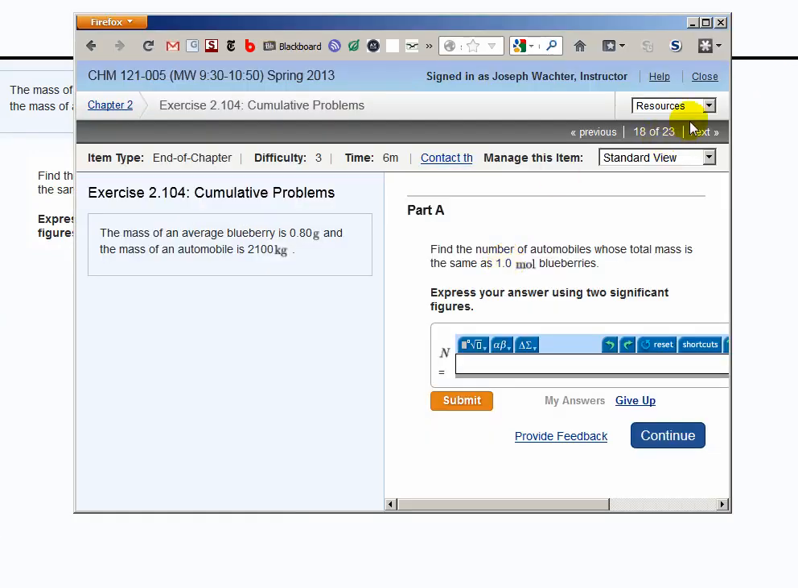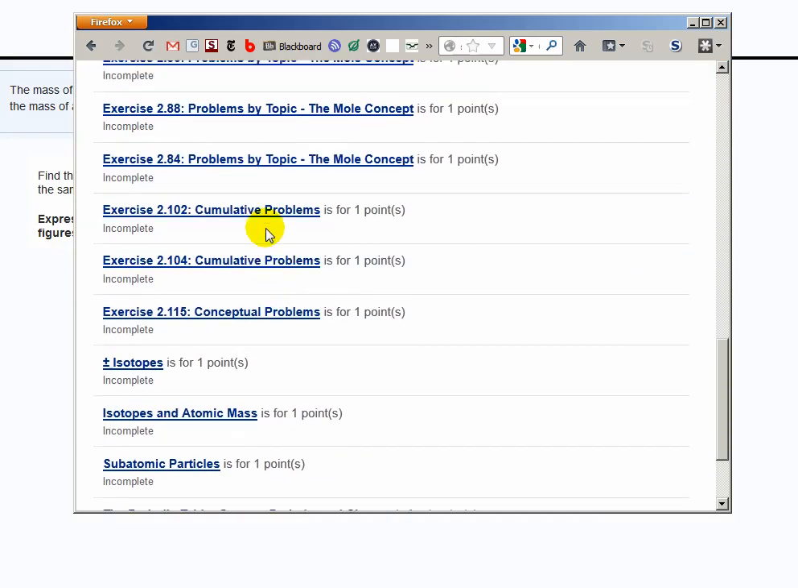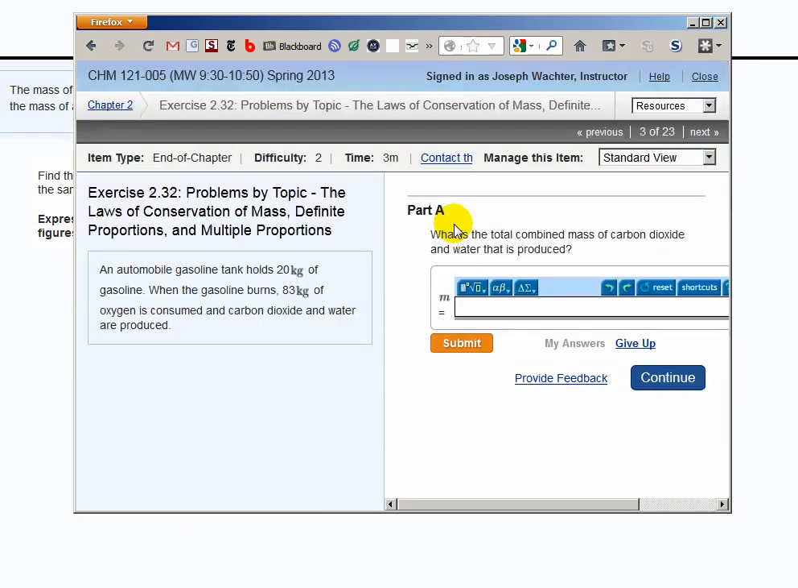Okay, so what was the other question? It was an automobile gasoline tank. It's 2.32. All right, so how do you figure this one out? An automobile gas tank holds 20 kilograms of gasoline. When the gasoline burns, 83 kilograms of oxygen is consumed, and carbon dioxide and water are produced. What is the total combined mass of carbon dioxide and water that is produced?